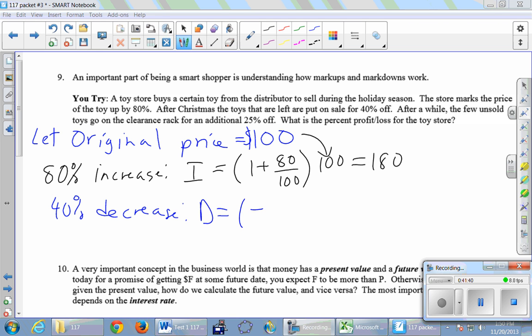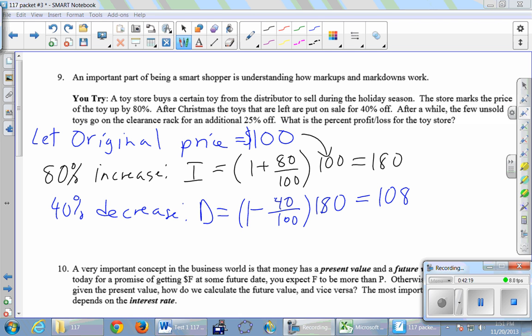1 minus X over 100, 40 over 100, and then times the 180. So this is our percent decrease formula. Okay, what do we have here? 108.